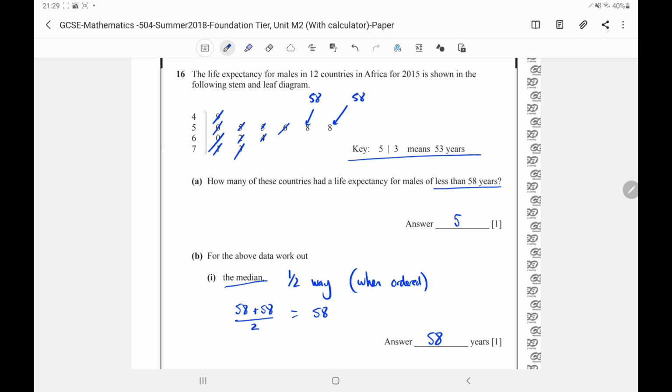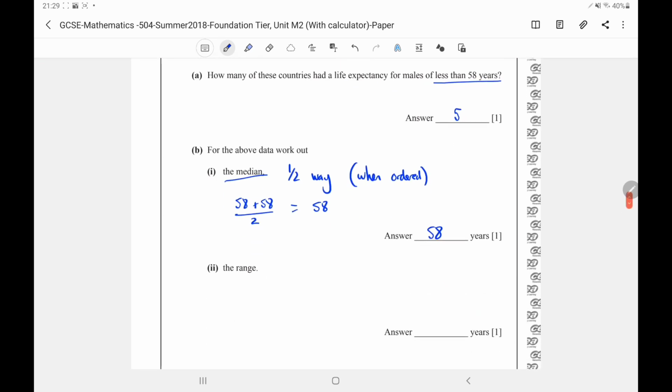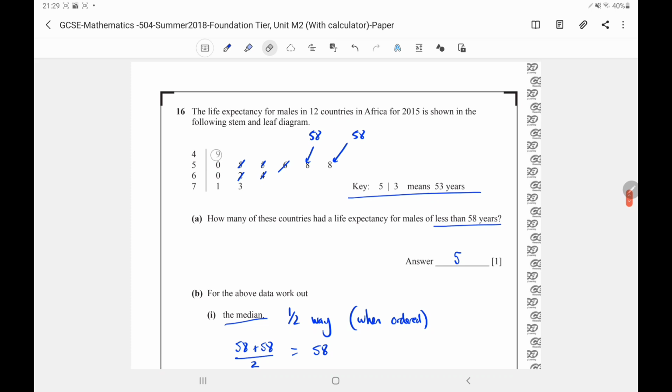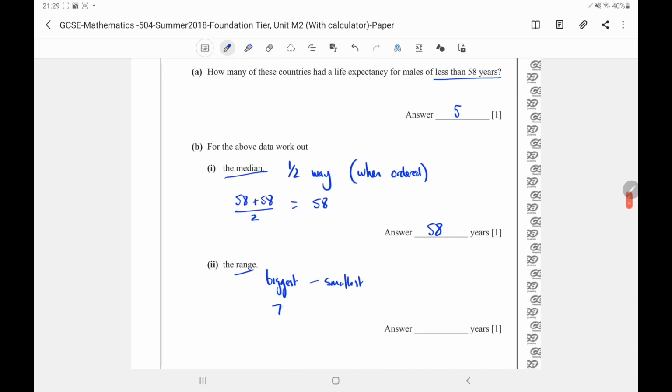So the answer is 58. The range is the biggest take away smallest for any data. So the biggest value here in the stem and leaf is 73 and the smallest is 49. So 73 subtract 49. That's 24.